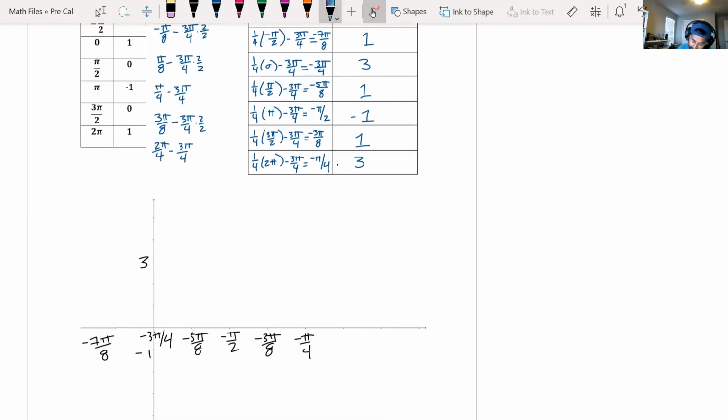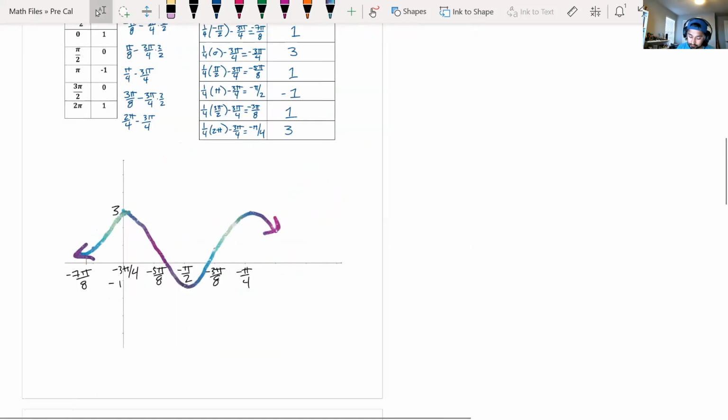All right. Negative 7 pi over 8, you're at 1. Negative 3 pi over 4, you're at 3. Negative 5 pi over 8, you're back at 1. Negative pi over 2, we're down at negative 1. And then negative 3 pi over 8, back at 1, and then 3. There we go. A little more curvy though, right?